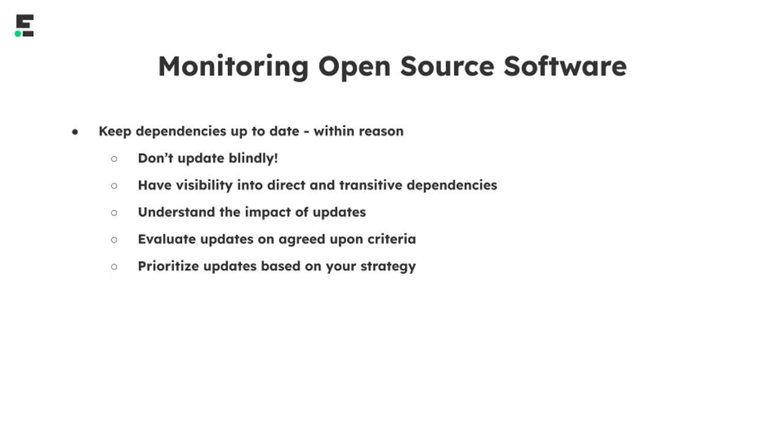Now, I'm not saying just update the dependencies all the time. That's not true. We want to have visibility of what's in our software, right? Whether we know we're bringing it in or not, we know if it's a direct dependency. We may not know if it's a transitive dependency. So there's going to be a risk involved of when to update and when not to update, right?